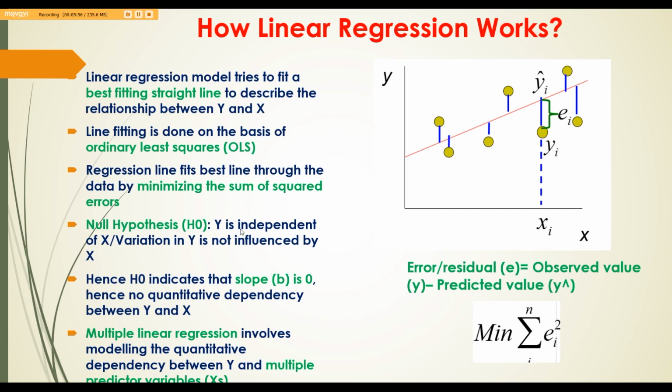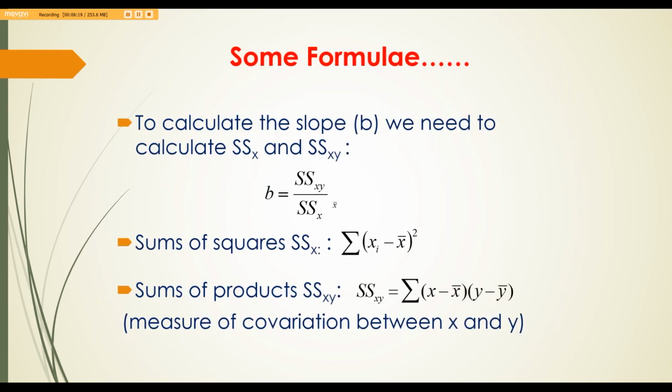The null hypothesis of linear regression is that y is independent of x, or that variation in y is not influenced by x. More formally, the null hypothesis indicates that slope b is 0, so no quantitative dependency between y and x. And as I mentioned, multiple linear regression involves one y and multiple x values.